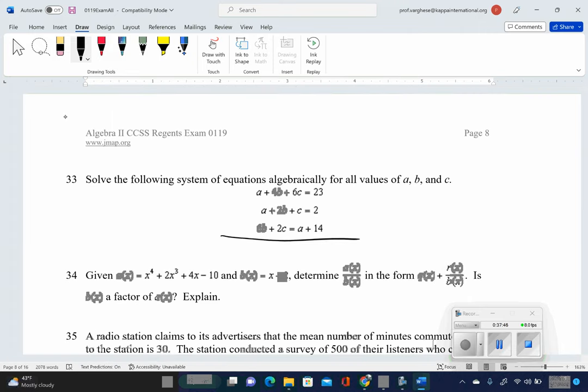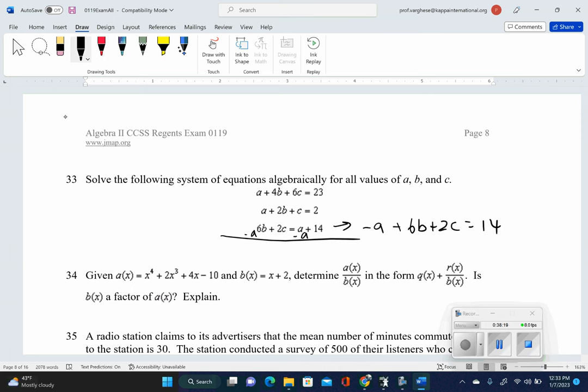This does say algebraically. However, you can do this on the calculator, right? You can literally just go ahead and plug it into the calculator. In order to do that, you need to have all the A, B, C on one side and the number on the other side. The first two look like they're already ready, but the third one right here is not, so you have to move this A over. So minus A, minus A. So this one right here is going to be negative A plus 6B plus 2C is equal to 14.